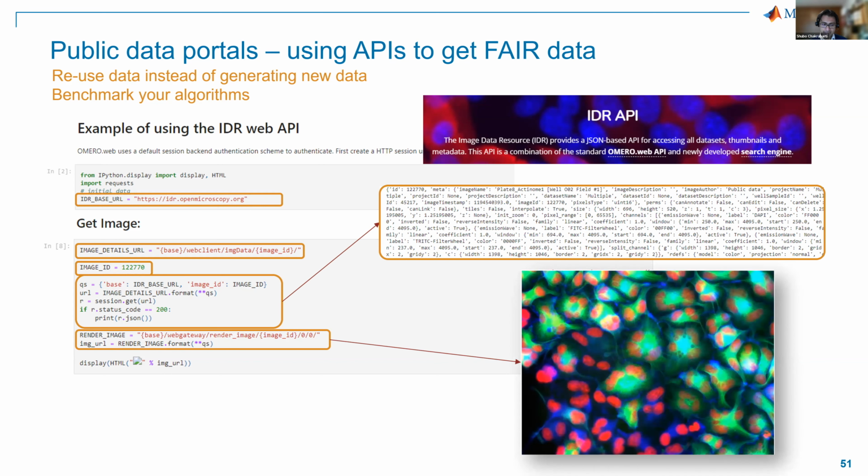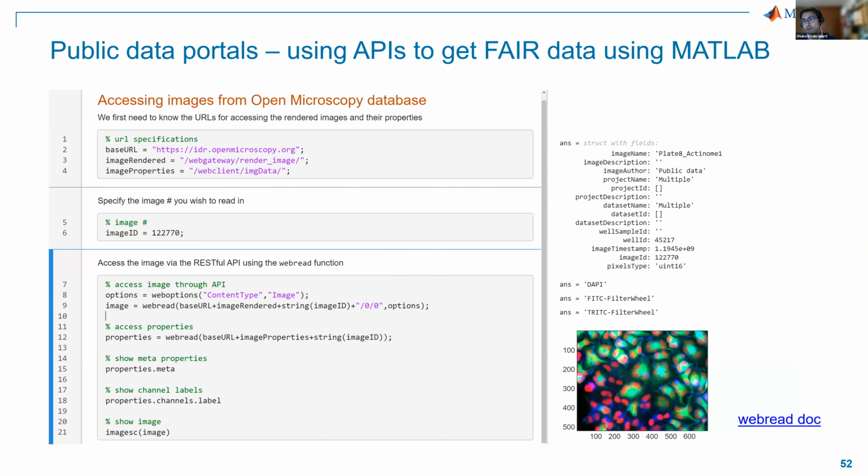So as an exercise, I went into MATLAB and replicated that Jupyter notebook that you saw on IDR, just to show you that you can do very similar things in MATLAB. And this is a MATLAB live script, which I'll talk about later. What you see at the top are the URLs that I've specified, and then I have taken the same image ID and queried it, and I have the metadata on the right in a structure format. And then I can also access the image.